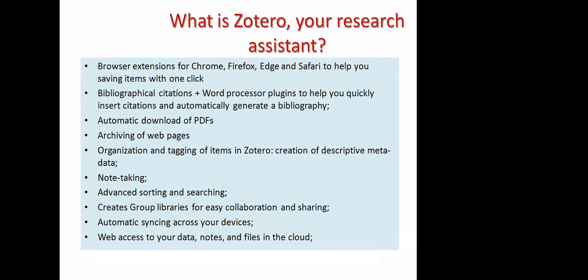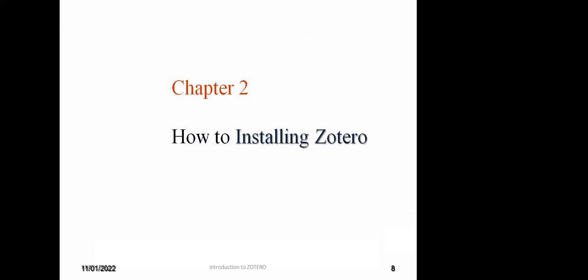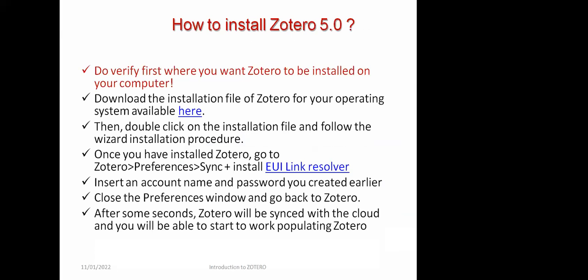Next, how can we install it? By installing Zotero 5.0, the latest version of Zotero. First we need to verify things when you want to install Zotero on your computer. As you know, the Zotero download is available freely on the website. It's open source software, at zotero.org. So download and install the Zotero file for your own operating system. Okay. Then double click on the installation file. You can go into the details of it.